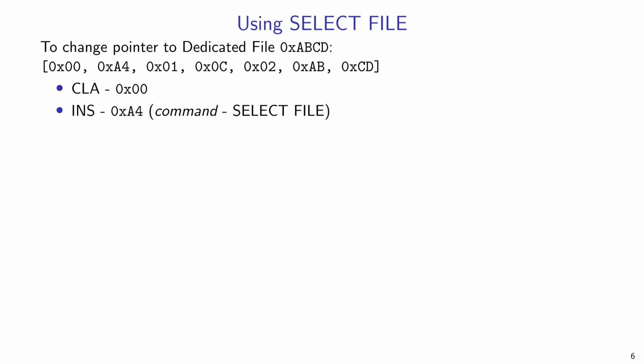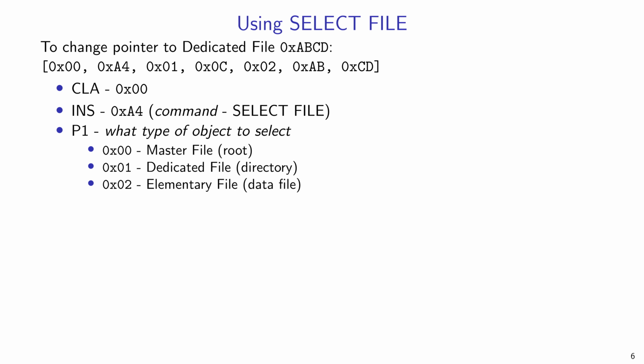The instruction byte is A4 and it denotes the select file command. Parameter 1 specifies what type of object to select, and there are several options. 0 means the master file, 1 means a dedicated file, 2 means an elementary file, and 4 means a card application or chip applet. The idea here is that a smart card can contain several applications created by different entities. So using this select file command, we can switch between the applications. For example, an ID card could also have a payment application installed, and then we could use our ID card to withdraw money from ATMs or pay in a shop.